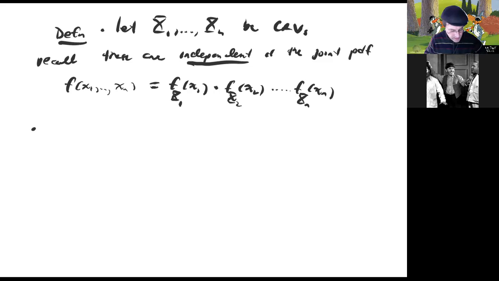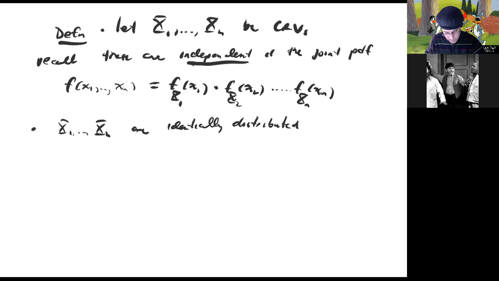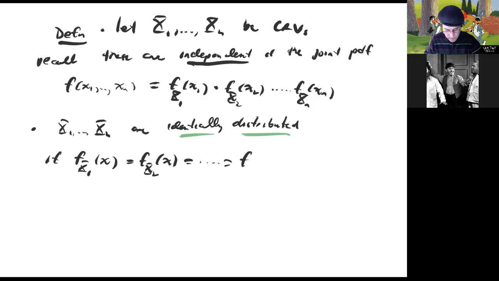Now I will say that X1 through Xn are identically distributed if they have the same PDF. So f sub X1 of x equals f sub X2 of x, etc. They have the same distributions.